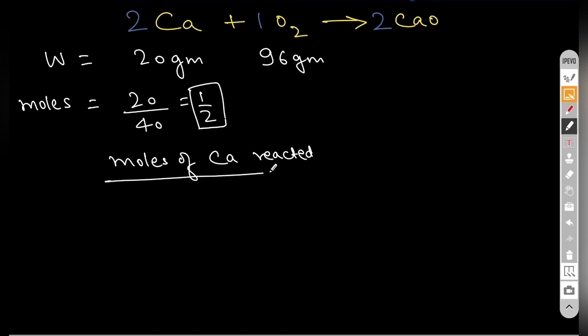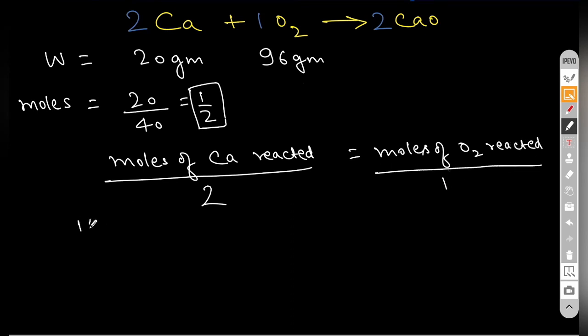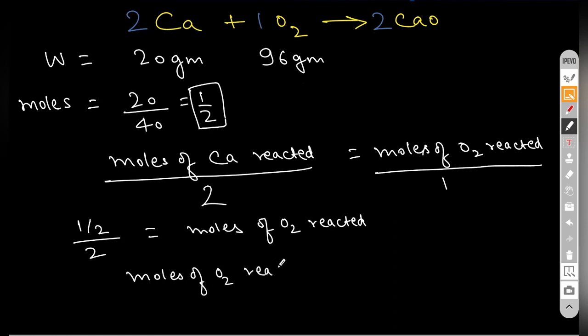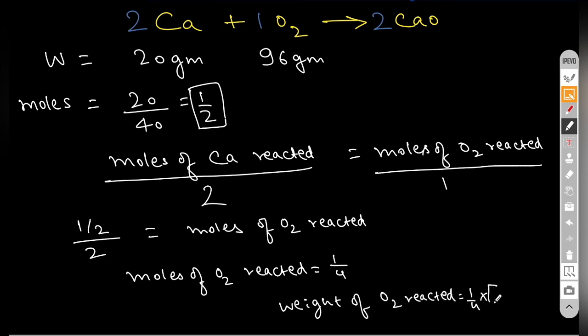So it will determine the amount of other reactant used. We will write moles of Ca reacted divided by 2 is equal to moles of O2 reacted divided by 1, which is the stoichiometric coefficient on the reactant side. Now putting the values, 1 by 2 divided by 2 is equal to moles of O2 reacted. So moles of O2 reacted will come out to be 1 by 4. Therefore weight of O2 reacted will be 1 by 4 multiplied by molecular weight, which is 2 times 16. It will come out to be 8 grams.